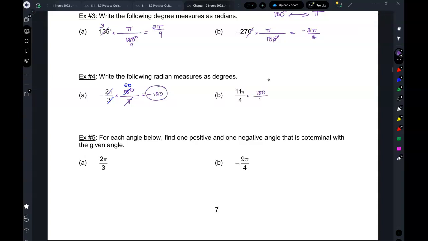Times 180 over pi. Pi's go away. 4 and 180, it's a factor of 45. Okay, and so now, do you guys know how to multiply? This will be a non-calculator section. So do you know how to multiply 45? Do you know how to multiply a 2-digit number by 11?